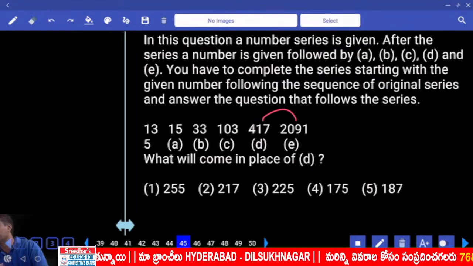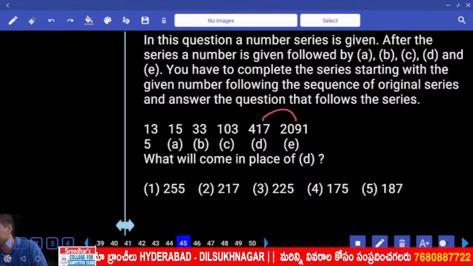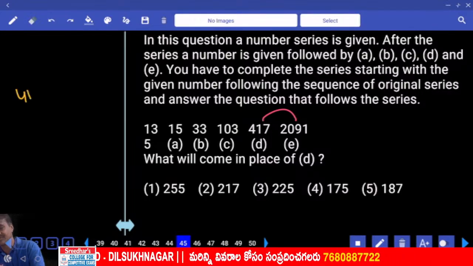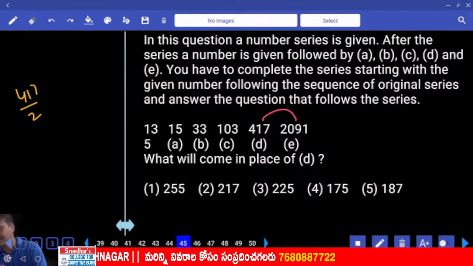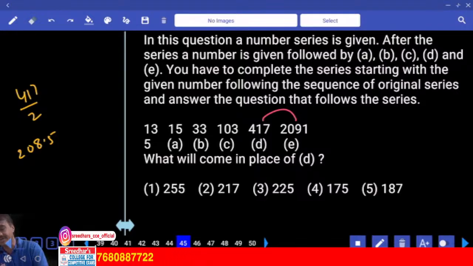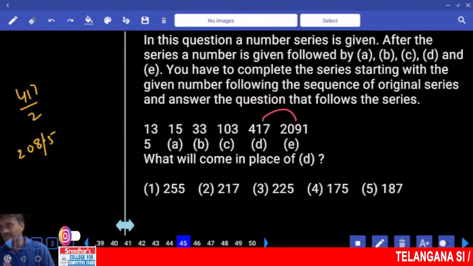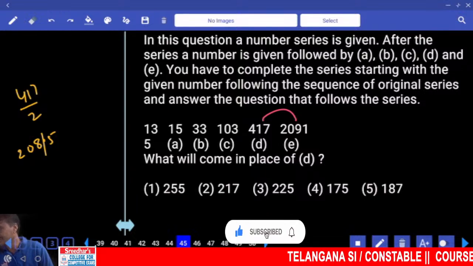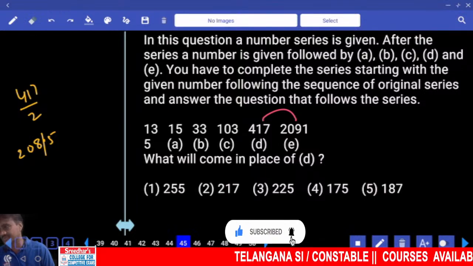Now 417 into 5. Amma cheppu nuve. Now 417 into 5. Em cheyali? 417 divided by 2. Clear? How many times? 2 20s. 17. 17 means 85. Ante kada 8.5. 8.5. Now in the case of an odd number, remove this dot. Clear? If it is an odd number, remove the decimal. Even number, add 0. Adding 0 is nothing but multiplying the number with 10. Removing this decimal is nothing but multiplying the number with 10.